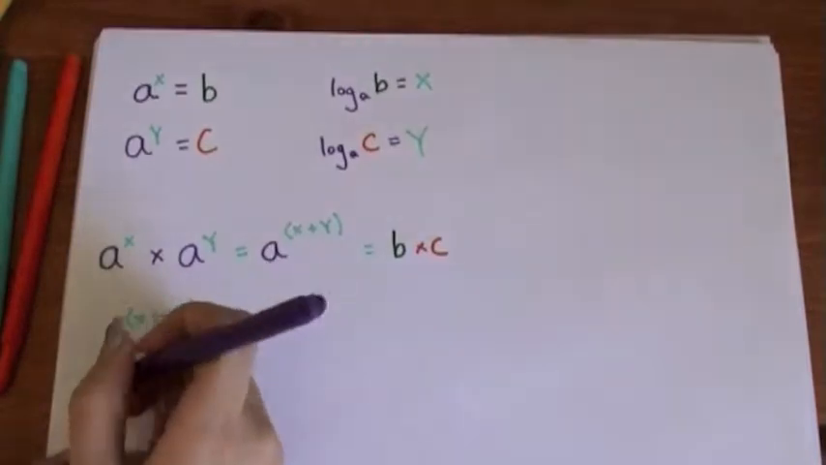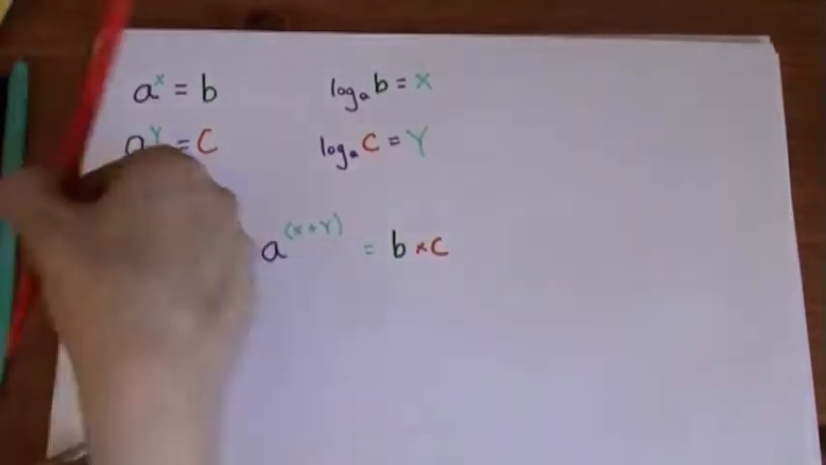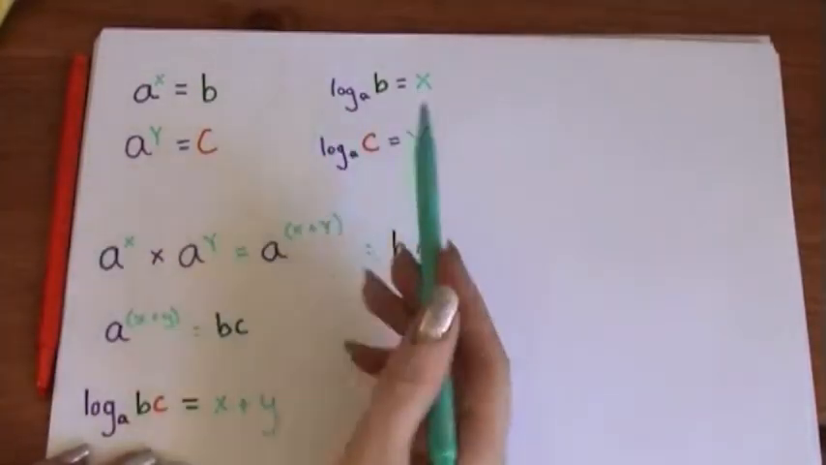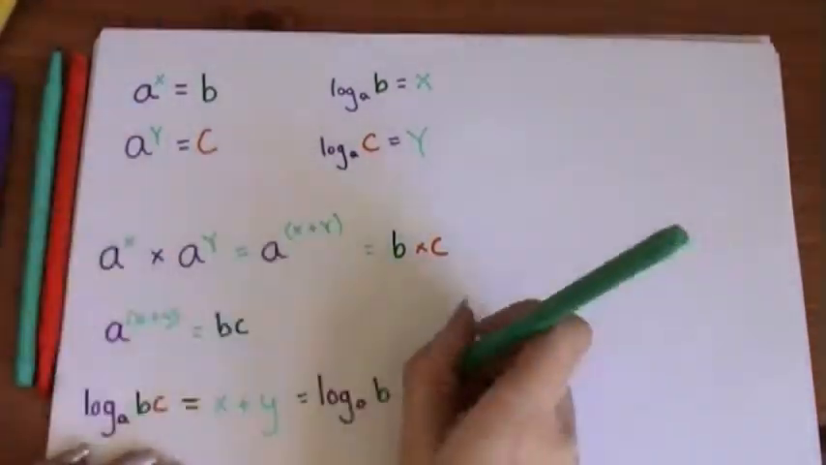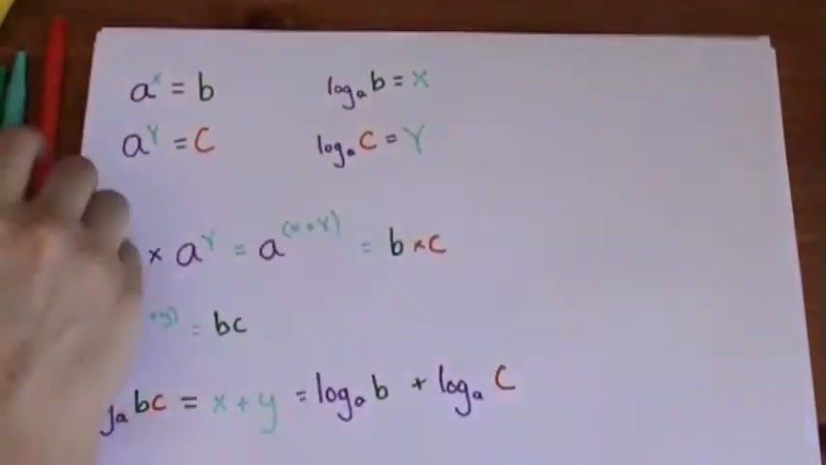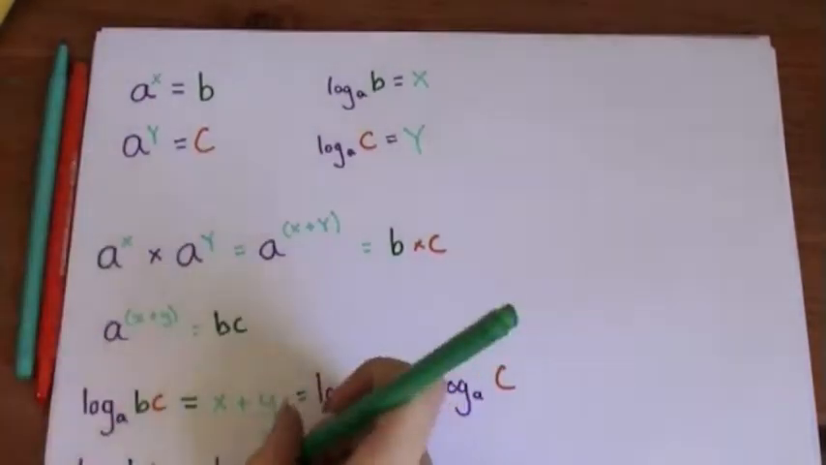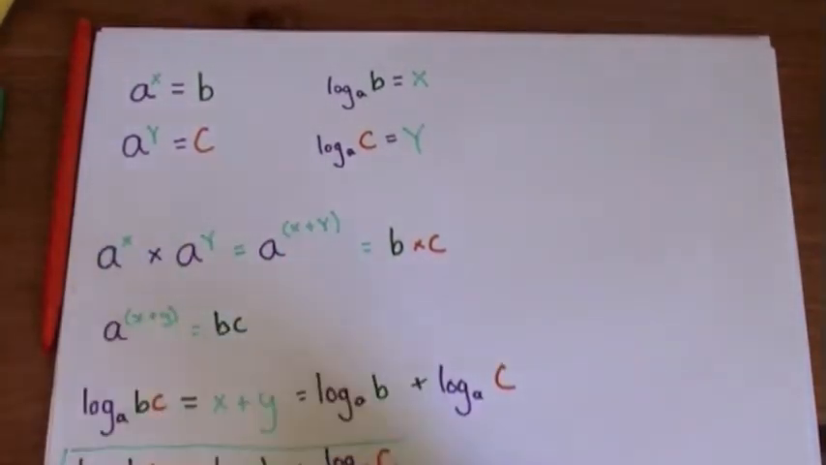So then if we log both sides, log A of BC is equal to X add Y. And we know that X equals log base A of B and Y equals log base A of C. So that is equal to log A of B add log A of C. And this rule is useful in chemistry.